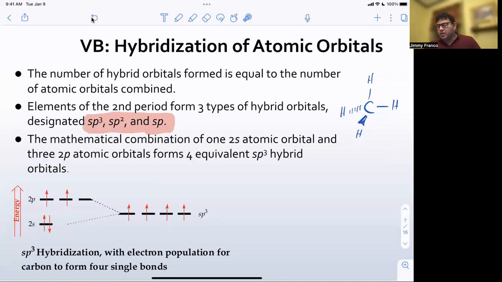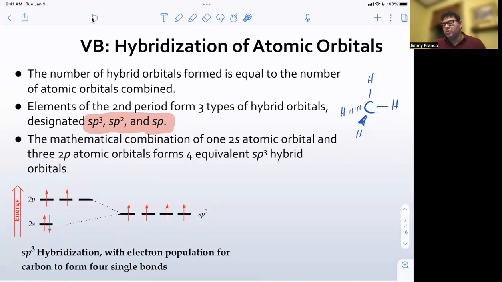Now, the way this is going to work is you almost want to think that you're going to take all of these orbitals you have to play with, put them in a blender, smash them up, and they're going to look exactly the same. All right, so if we're looking at this one and we want to see what it looks like, it's actually exactly the composition of this. Okay? It's going to be 1/4 s, 3/4 p.